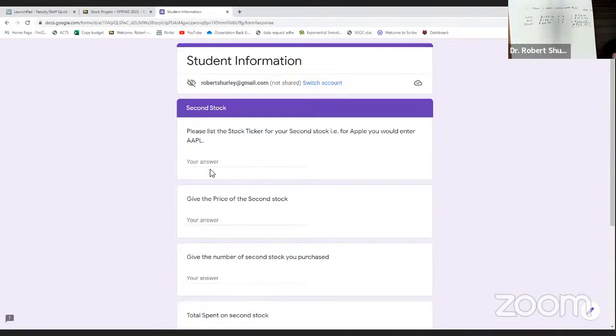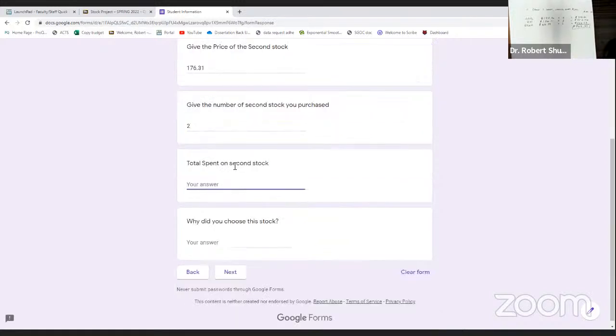So next, I've got to put in my second stock. Okay, the second one I bought was Zoom, right? ZM, not MZ, but ZM. Its price was 176.31. I bought 2 of them at 352.46. Why did I buy it? Because many colleges are using Zoom now, right? A lot of people are using Zoom. I think it makes sense that you buy it.